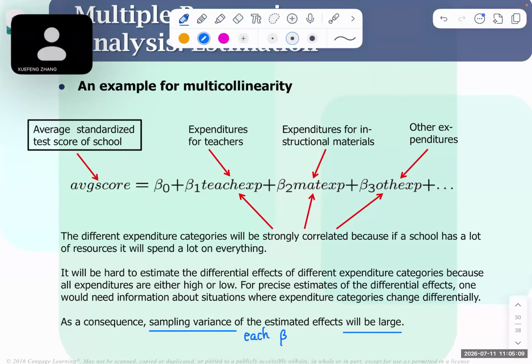So you may review what I just covered, okay? Think about this example here. So here's an example of multicollinearity.